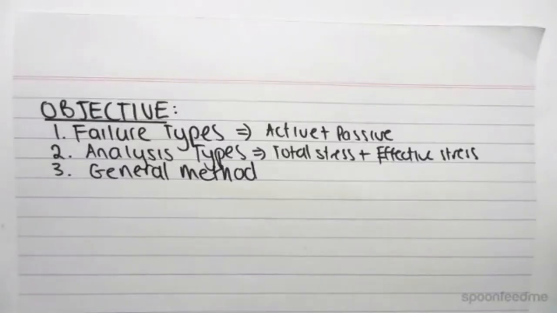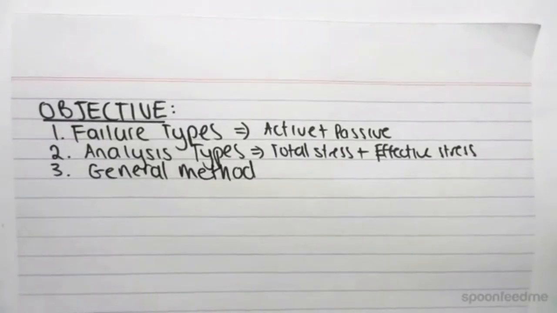Hey guys, the objective of this video is to look at different failure types, which are active and passive. We're going to be looking at the analysis types, which are total and effective stress, and then we're going to be looking at how we actually solve the problems. I'm just going to be showing you a general method. So what are we talking about?